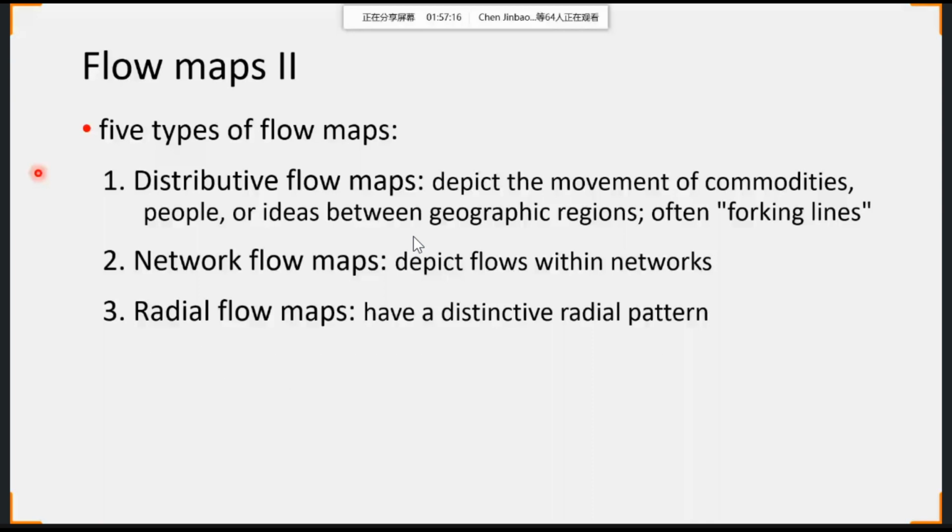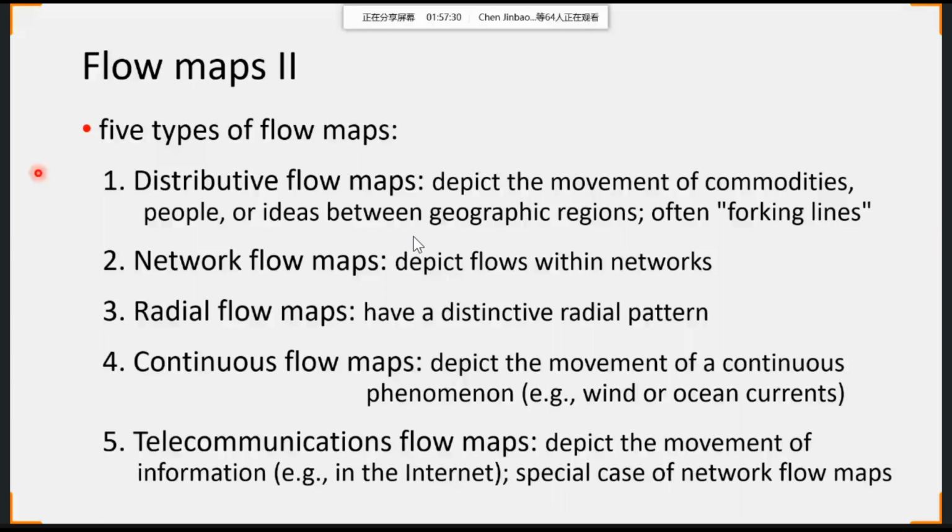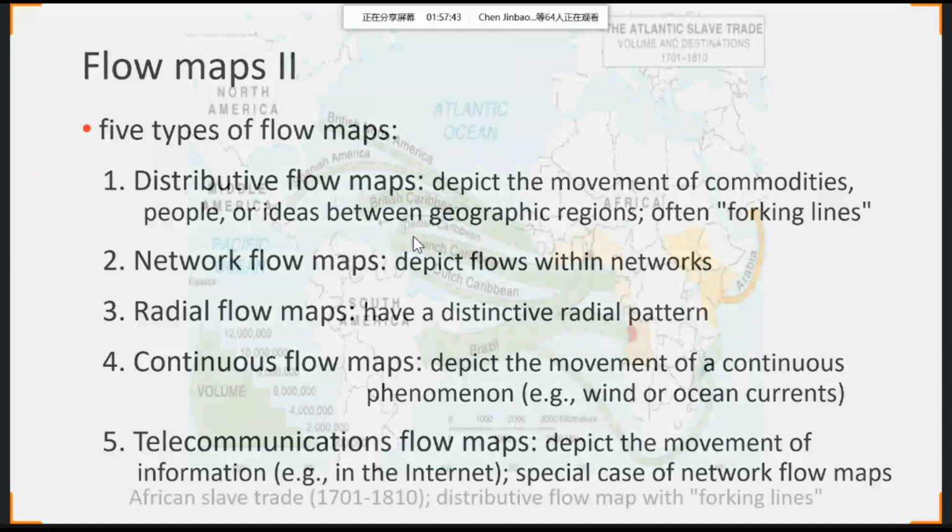The fourth, the continuous flow maps, depict the movement of a continuous phenomenon, for example, wind or ocean currents. And the last one are telecommunications flow maps. They depict the movement of information, for example, in the internet. Special case of a network flow map. So now I show you some examples.